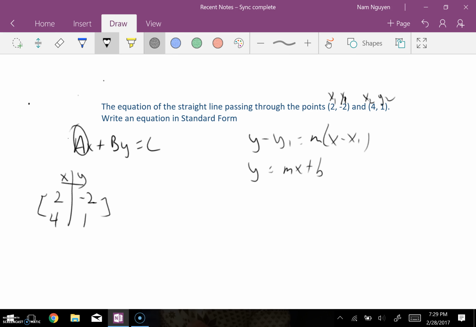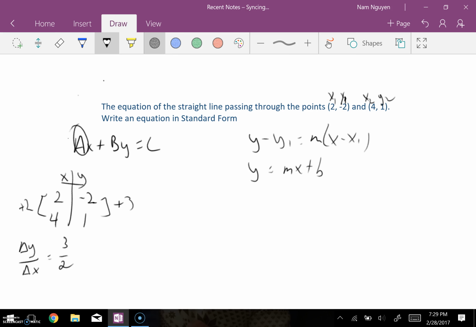So I'm just going to stack them on top and find the difference between my 2 y values and my 2 x values. Well, from -2 to 1 is +3. And then 2 to 4 is +2. So my slope is change in y over change in x, which is 3/2. Okay. Now that I have 3/2, I'm getting kind of closer.